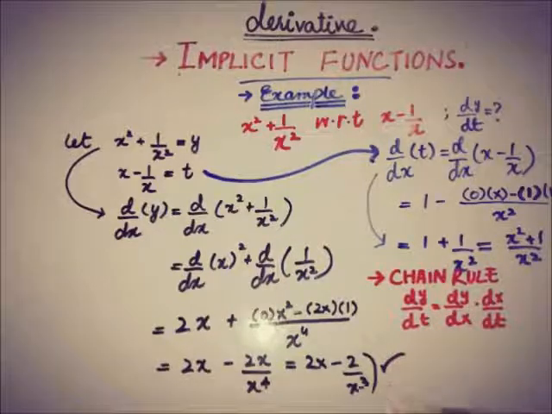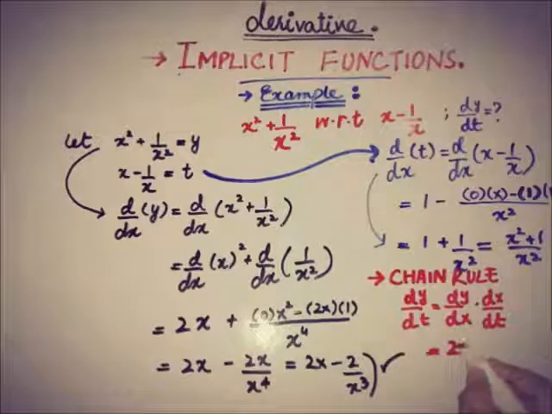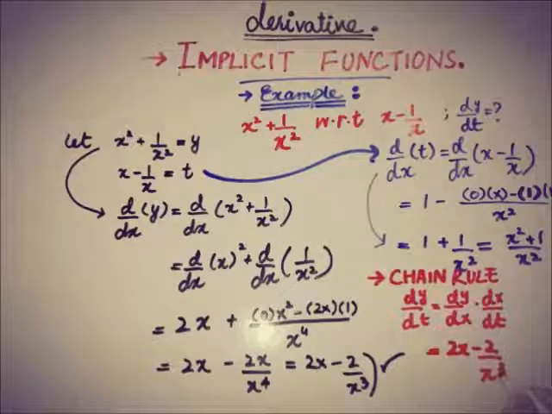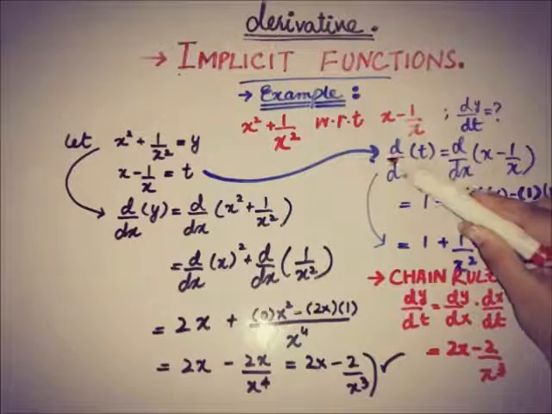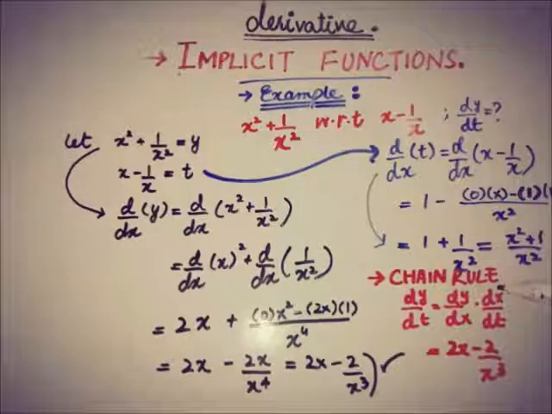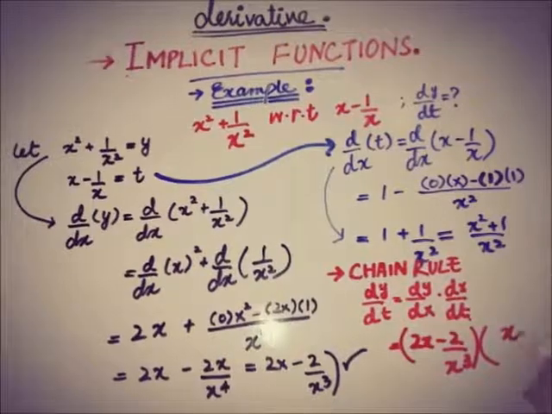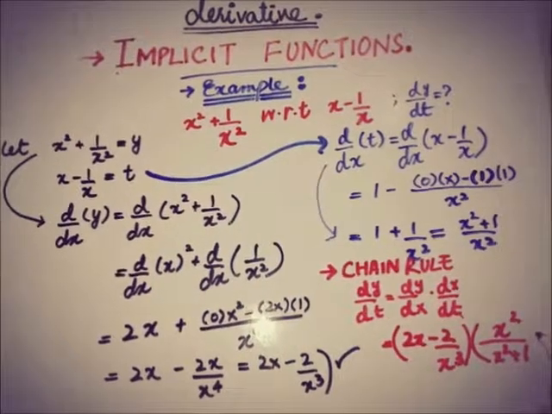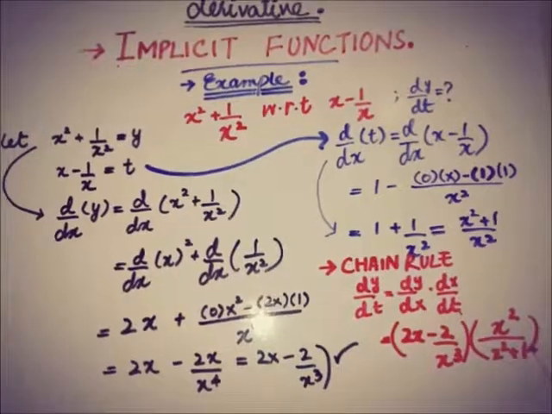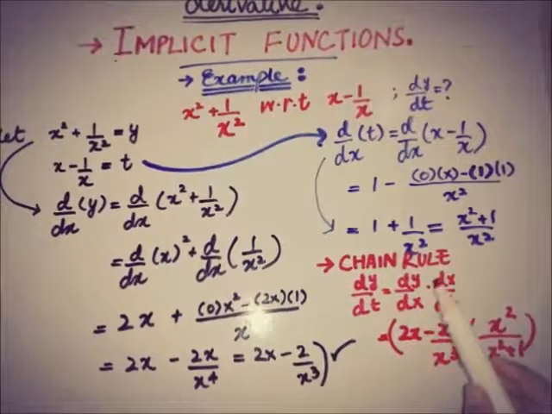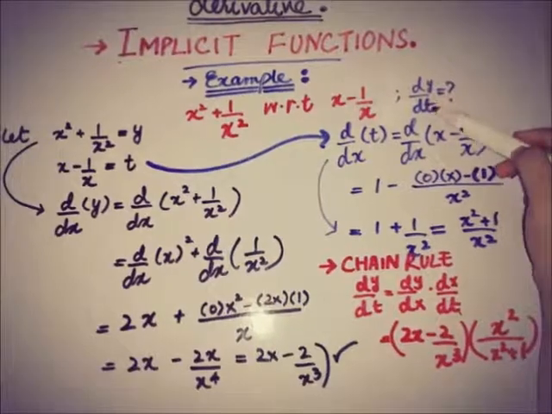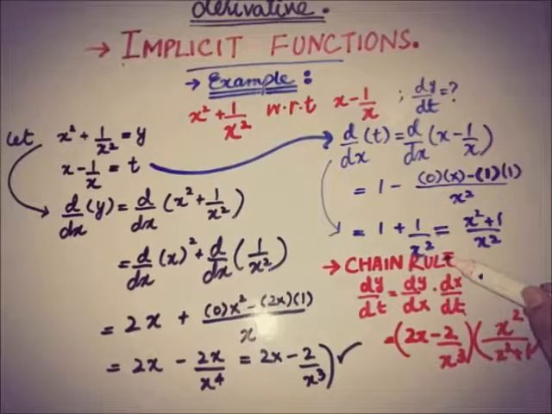dy by dx, that is 2x minus 2 by x cube, and for dx by dt, we have found the rate of change of t with respect to x, and there is dx by dt. What we have to do is just take the inverse of dt by dx, that is dx by dt, and put the value in there. So the value is x square plus 1, and this is the answer. This is what we had to find, dy by dt, the rate of change of y with respect to t, and by using the chain rule we have found it.